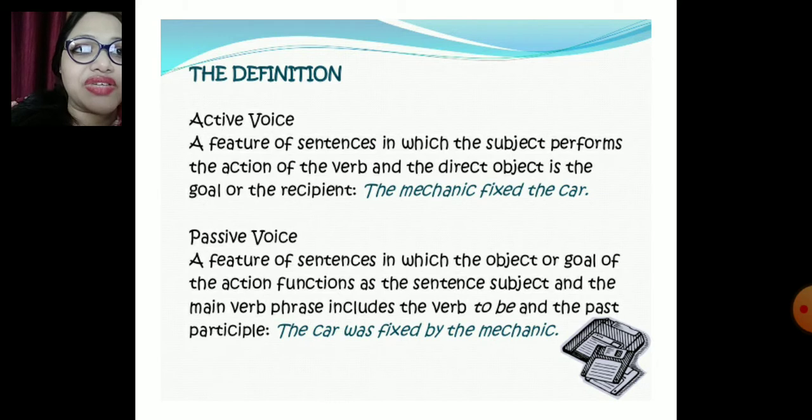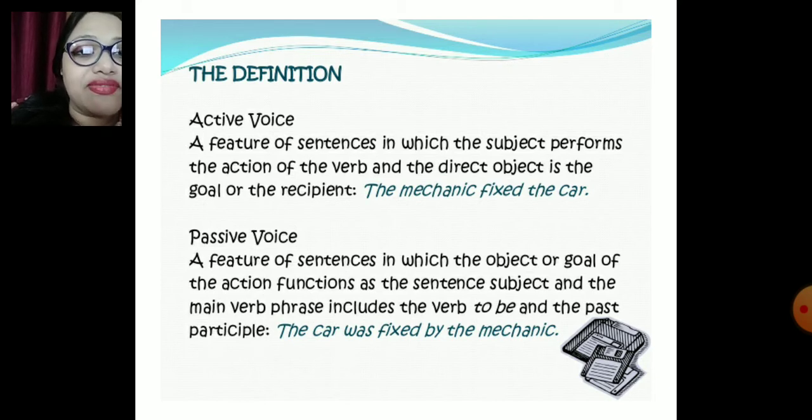A feature of a sentence in which the subject performs the action of the verb and the direct object is the goal or the recipient. Like, the mechanic fixed the car. So here you can see the subject is performing the action, that is, he is fixing the car.